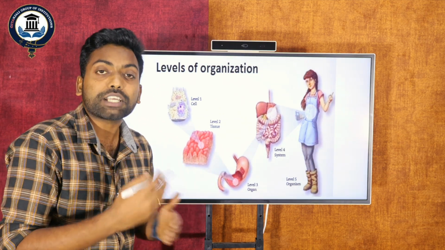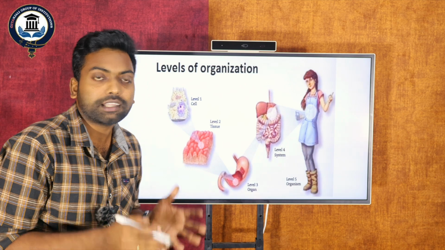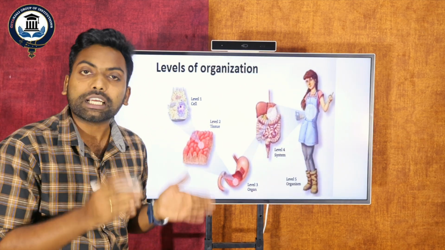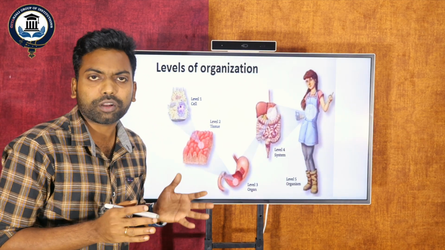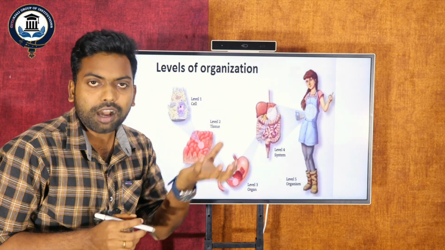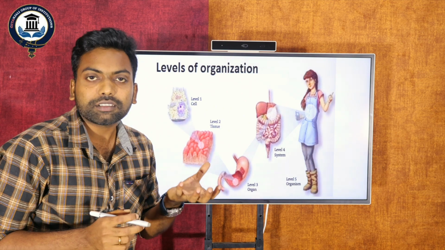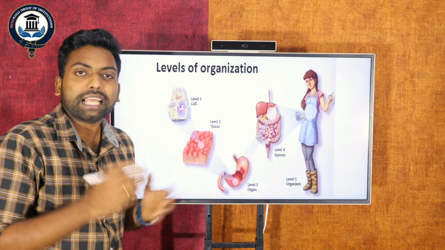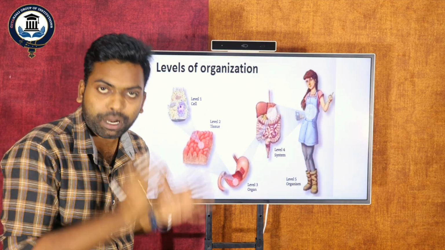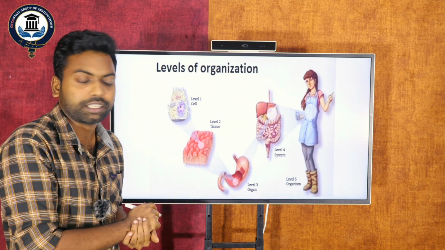When different kinds of tissues combine together, level 3 is the organ, any kind of organ. If you want to become a heart, cardiac tissue is needed. If you want to become a stomach, tissue is needed. Like that, for any organ to become a part, tissue is the main element.